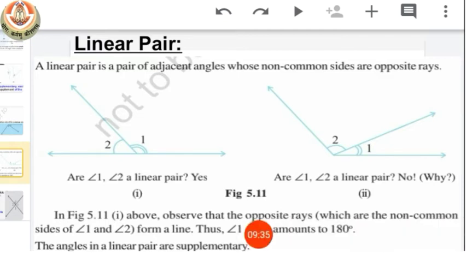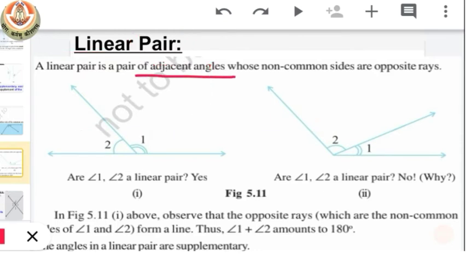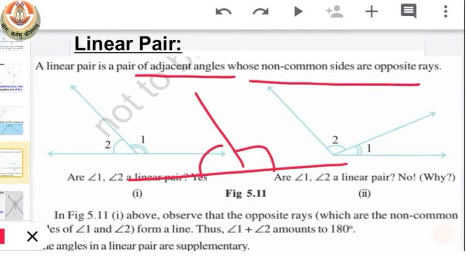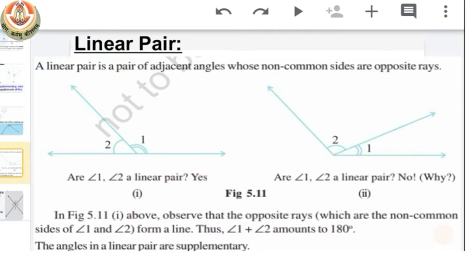Now the term itself refers to this: linear means a line, pair means a group of two. Now let's focus on its definition: a linear pair is a pair of adjacent angles. Meaning in a linear pair, the angles are adjacent and their non-common sides are opposite rays. Opposite rays means the non-common arms should make a straight line. Let's read further.